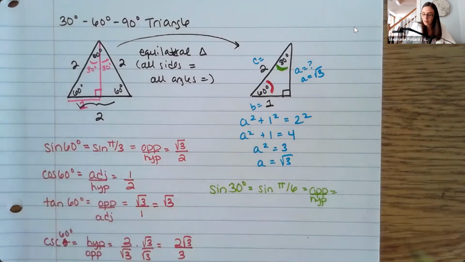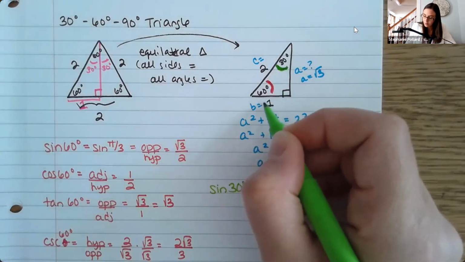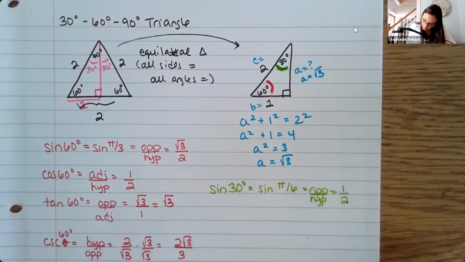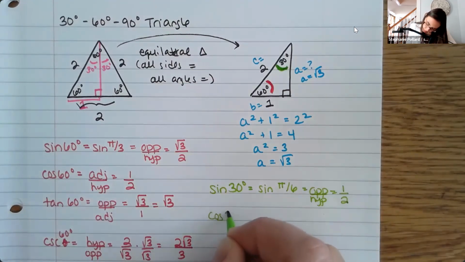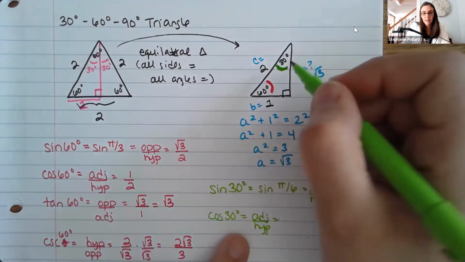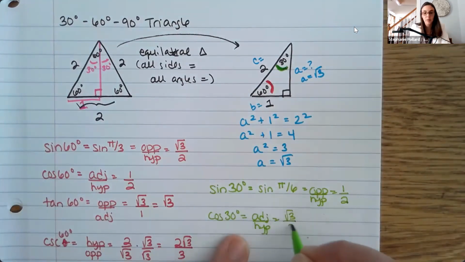So be careful here. This is my 30 degrees. My opposite side is 1 now. So 1 over 2. Okay, so now I'm doing adjacent. So now my adjacent side is the root 3, and my hypotenuse is 2. So you can see you have to really be focused on where is your angle, because the opposite and the adjacent can change.